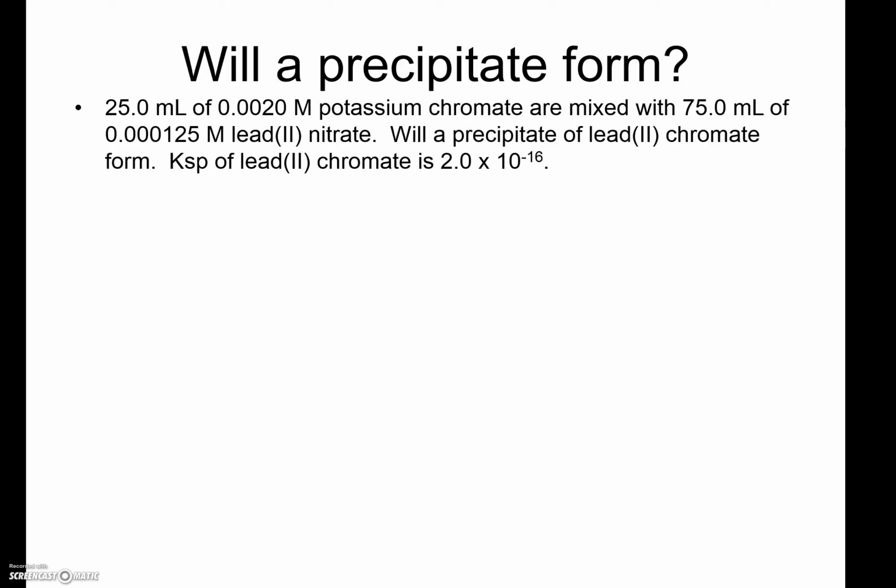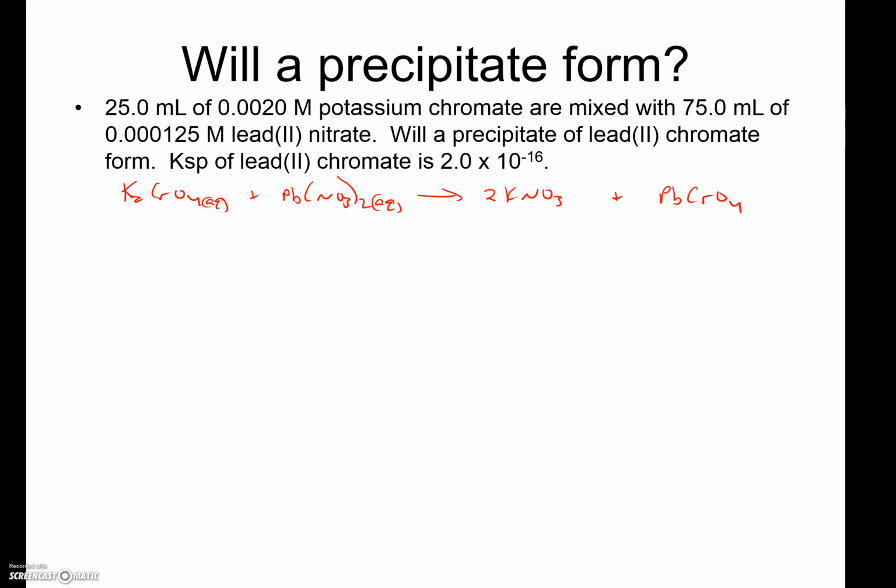So the first thing we'll do is we'll review writing our equations, and then we'll go through our KSP problem. So potassium chromate is K2CrO4, and it's aqueous because it's in solution. And lead nitrate is PbNO3, again aqueous. It's a double displacement reaction, so we're going to produce potassium nitrate and lead chromate.